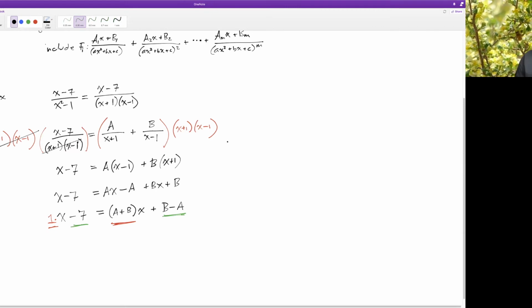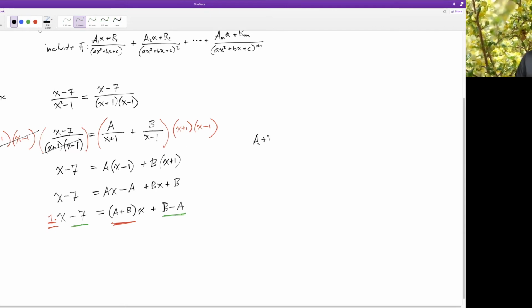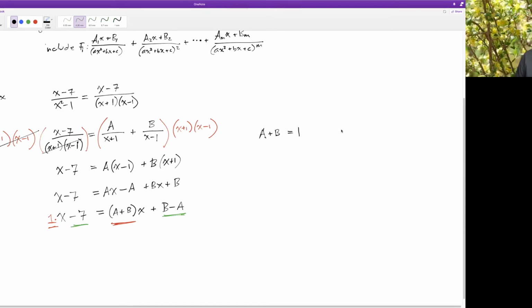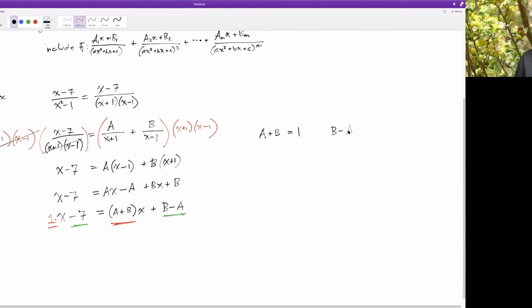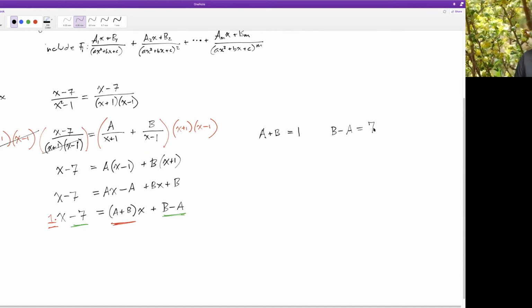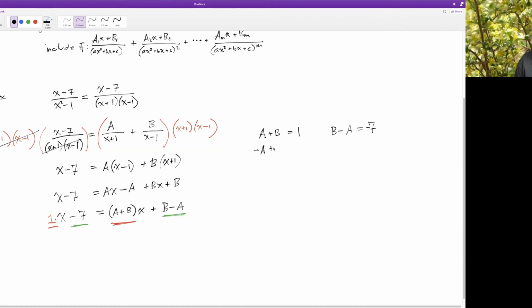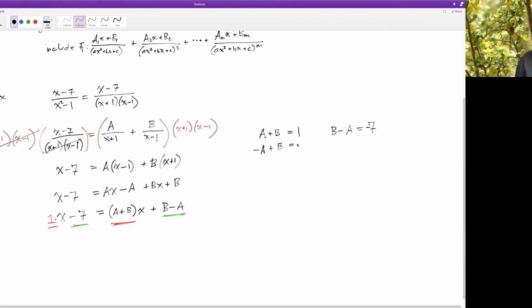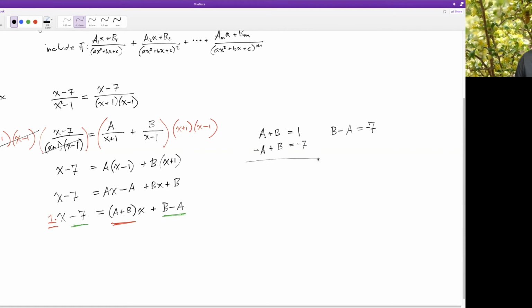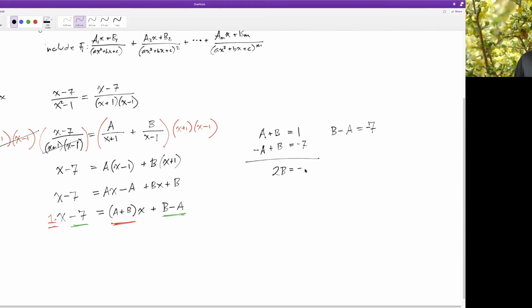So writing that out, I get A plus B equals 1. And the constant is the same on each side: B minus A equals -7. So I've got a system of equations. I'm going to rewrite the second equation and put it under this one. I'm going to use the elimination method and add these two together. A plus -A is 0. I get 2B equals -6, or B equals -3.